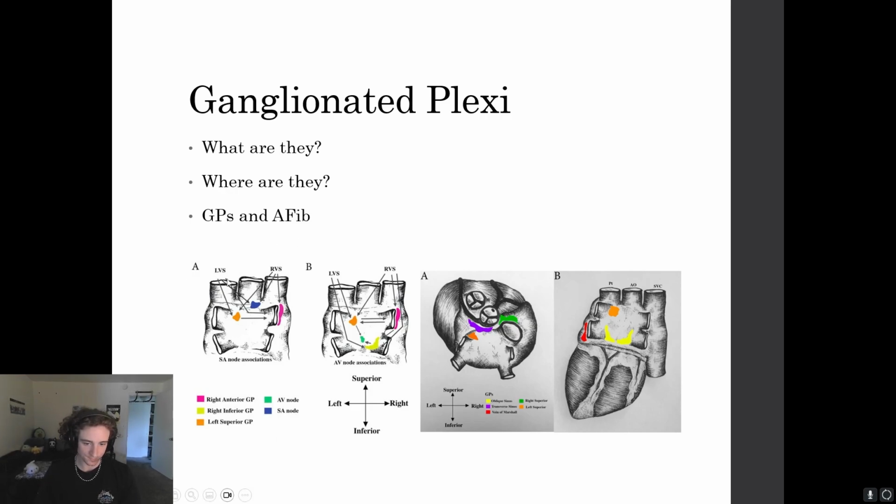You can see these diagrams, but what this is not showing is that these are all going to be found in the epicardial fat. It's like a fat pad that sits on the epicardium, also called the EAT, the epicardial adipose tissue. That's where these ganglionated plexi are going to be found.